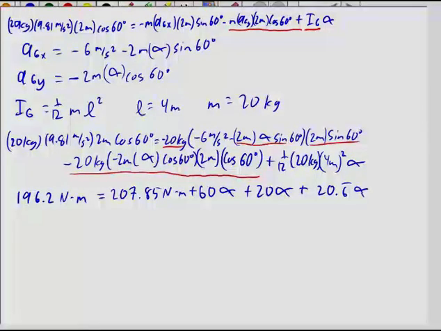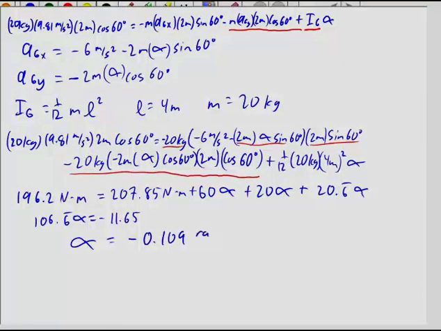Add those together and we get 106.6 repeating is equal to negative 11.65. Oh, I forgot my alpha. 106.6 repeating times alpha is equal to negative 11.65. Go ahead and solve for alpha. Alpha is equal to negative 0.109 radians per second squared. Good thing we got negative.